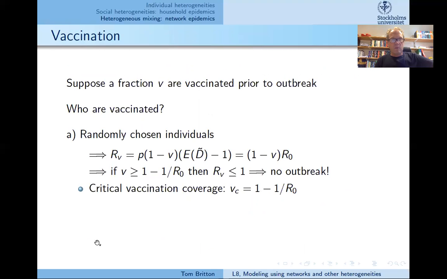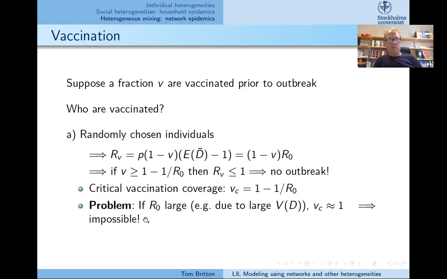But before doing that, let me treat the simpler case that we vaccinate randomly. Then the new reproduction number is the old one multiplied by 1 minus v. If infectious people on average infect R0 individuals before vaccination, then only a fraction 1 minus v of these are unvaccinated. So the new reproduction number is 1 minus v multiplied by the old one. And as before, this implies that the critical vaccination coverage is 1 minus 1 upon R0.